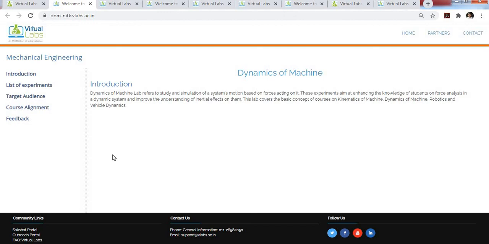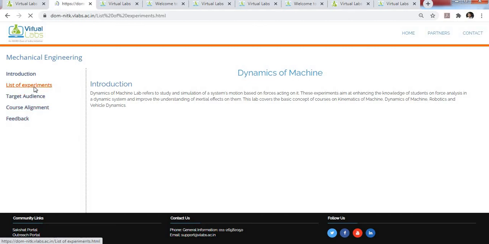First of all, you should know what is dynamics of machine and what is the main objective of this lab. Dynamics of machine is nothing but to study the system motion based on the force acting on it. This lab helps to enhance the student knowledge on force analysis in a dynamic system and improve the understanding of inertial effects which are acting on them. This lab covers 4 subjects like kinematics of machine, dynamics of machine, robotics, and vehicle dynamics. On the left side, you can see the introduction, list of experiments, target audience, course alignment, and then feedback.